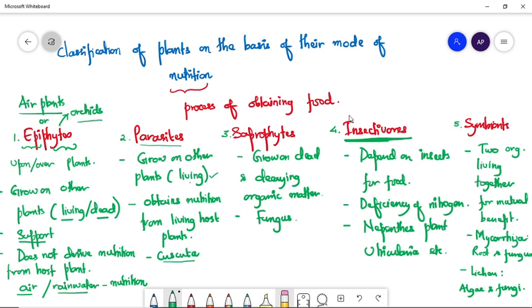And the third one is saprophytes. Saprophytes are plants that grow on dead and decaying plants or decaying organic matter. The most common example is the fungus.